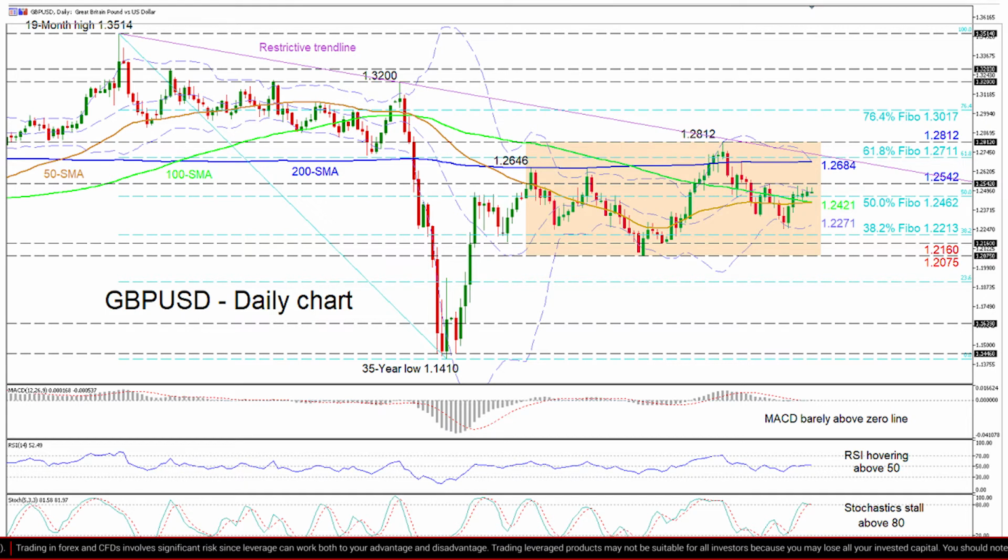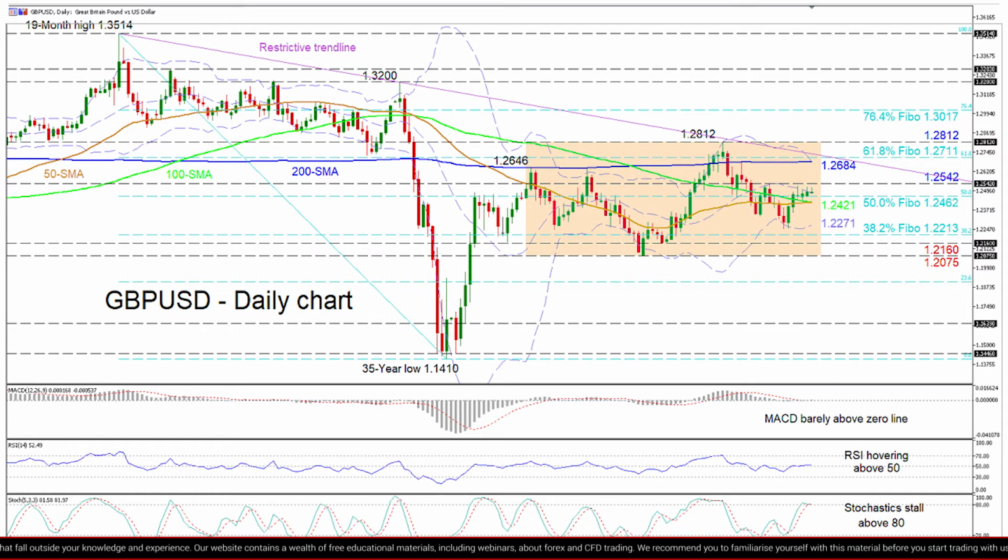Should sellers nudge below the 50% Fibo of 1.2462, early support could come from the merged 50 and 100-day SMAs at 1.2421, ahead of the lower Bollinger Band at 1.2271. A step underneath could rest at the 38.2% Fibo of 1.2213. If the bears persist, the 1.2160 and 1.2075 key troughs could attempt to halt further declines.